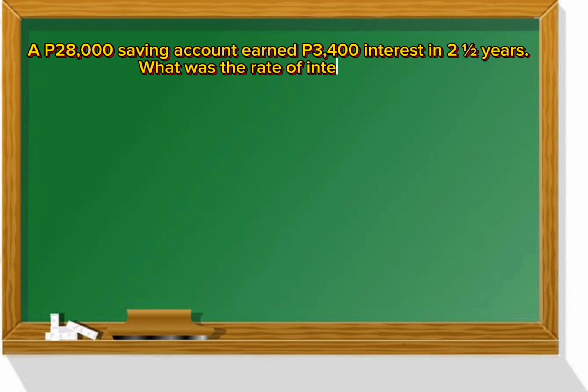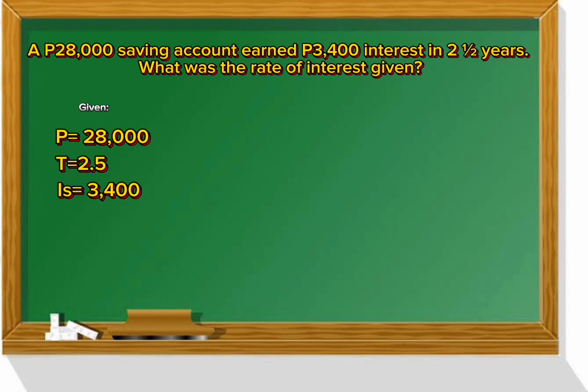Another example. A 28,000 savings account earned 3,400 interest in 2.5 years. What was the rate of interest given? Given: P or principal is equal to 28,000, time is equal to 2.5, and simple interest is equal to 3,400. In this problem, we will find the rate. We will use this formula: R is equal to simple interest over PT.